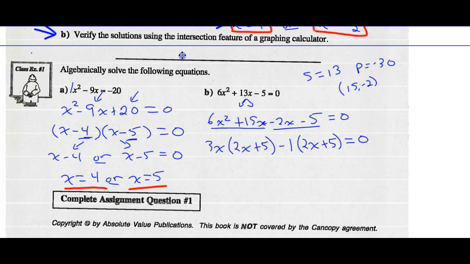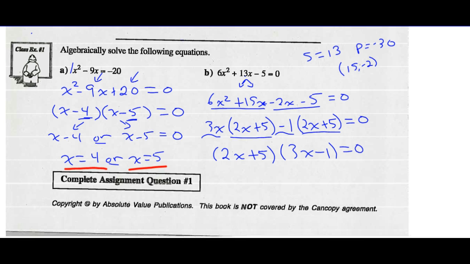Remember, this is an equation, so it still equals 0. If I've done it properly, the binomial should be the same in both terms. In this case, it is 2x plus 5. So I factor that out. I'm left with 3x minus 1. And this whole thing equals 0.